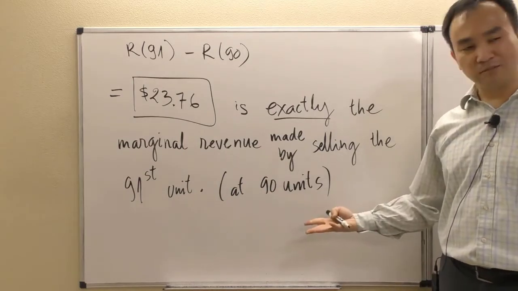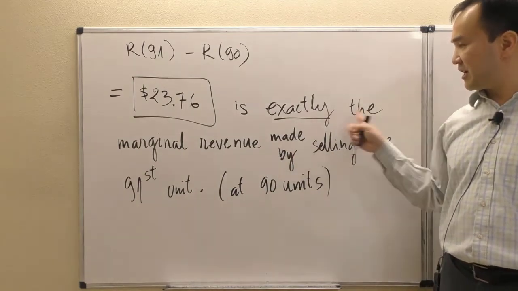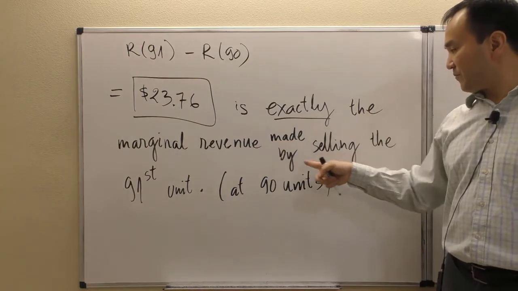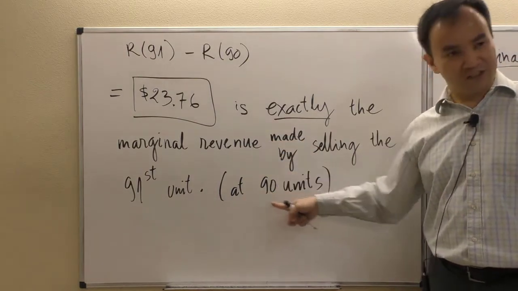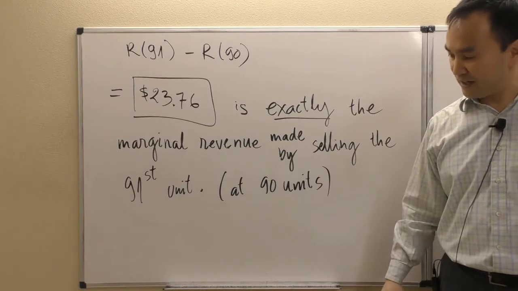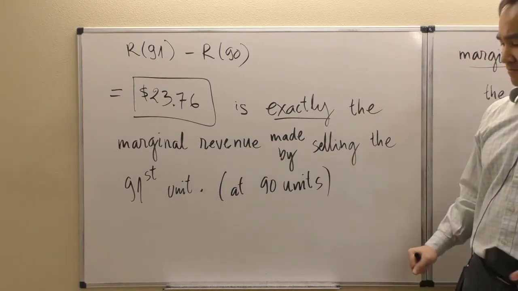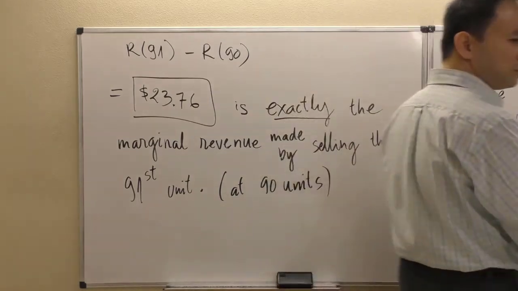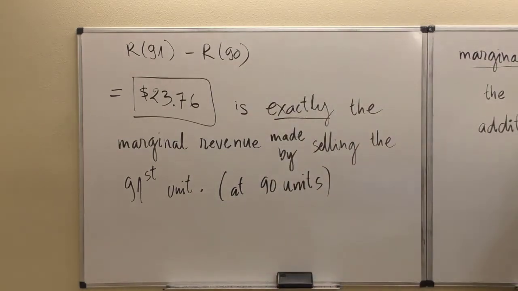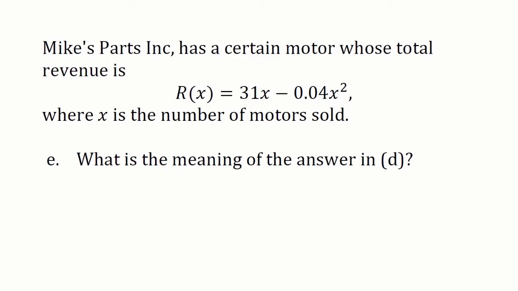For short, many professors would say this is the marginal revenue at 90 units. It can be short that way. It's a way to communicate. Now let's look back here on my computer screen. That's what we understand about question E, because part E of our example is simply asking the meaning of the answer in D. We already had that answer.